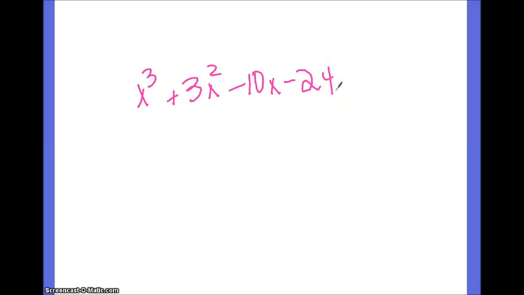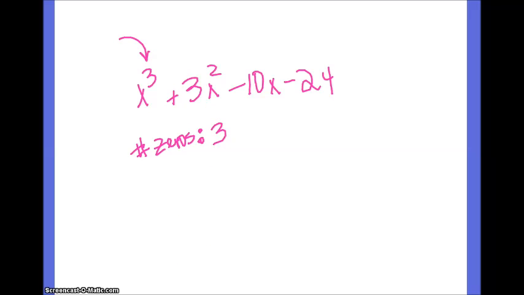Okay, so let's say we have a problem. X to the third plus 3x squared minus 10x minus 24. And they don't give you a starting point. Okay? First of all, how many zeros should there be? The number of zeros. You look at your degree, and the largest is 3, so there should be 3.